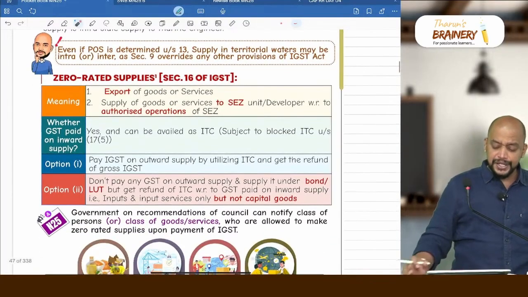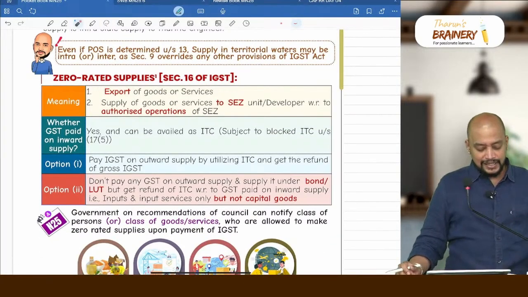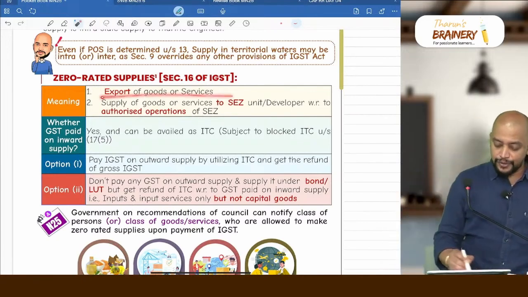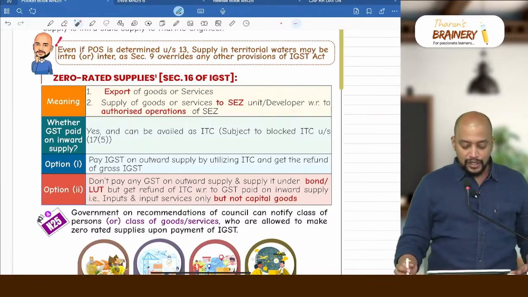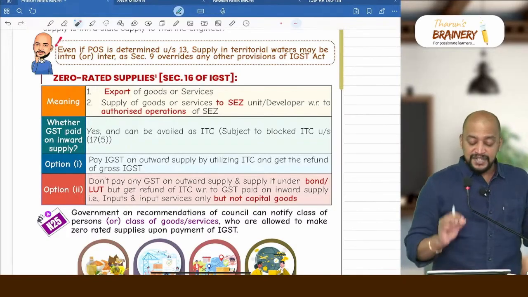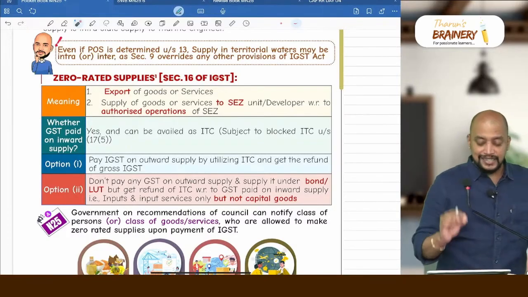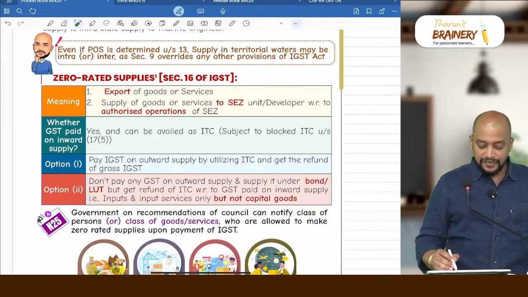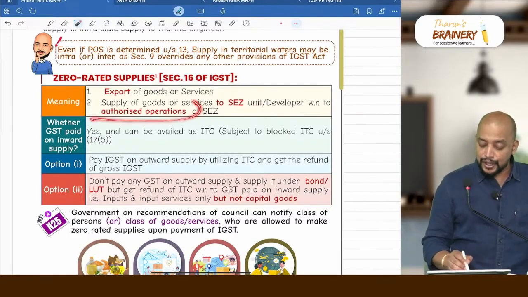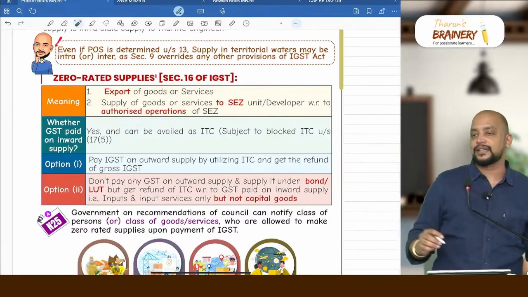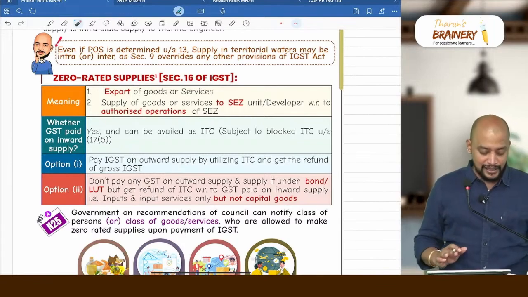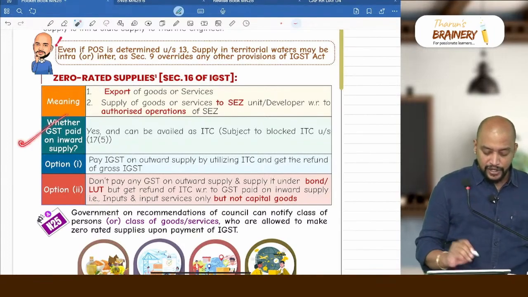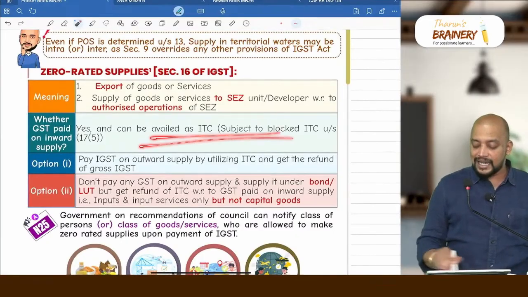Next, zero rated supplies. What are considered as zero rated supplies? That is export of goods or services, and supply of goods or services to SEZ with respect to authorized operations of SEZ. So that will be treated as zero rated supplies. But a very important point is that in the zero rated supply itself, it is given that supply of goods or services to SEZ unit or developer is with respect to authorized operations of SEZ. So if it is not in relation to authorized operations of SEZ, then it will not come under zero rated supplies.